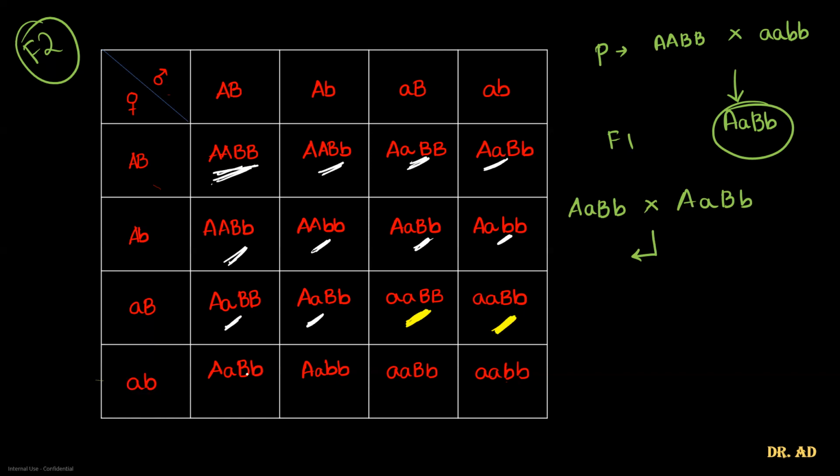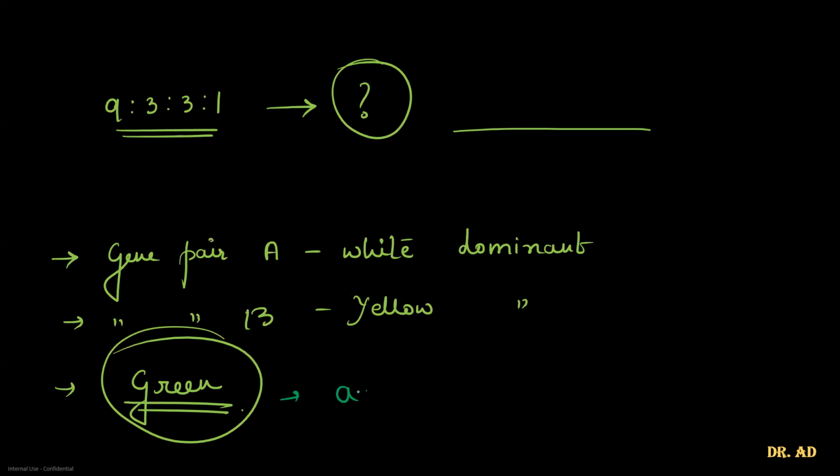Now, again, let's see how many white. This is white. This is also white. Why? Because capital A, small b. A expresses in the presence of both capital B as well as small b. So see, capital A is there, capital B is not here, small b is present, so it will definitely be white. Now what is this one? This is again your yellow. Capital B is present. Now the question is, what is this one? This is the green one. In homozygous recessive condition, both recessive, you get green. This is the genotype for green color.